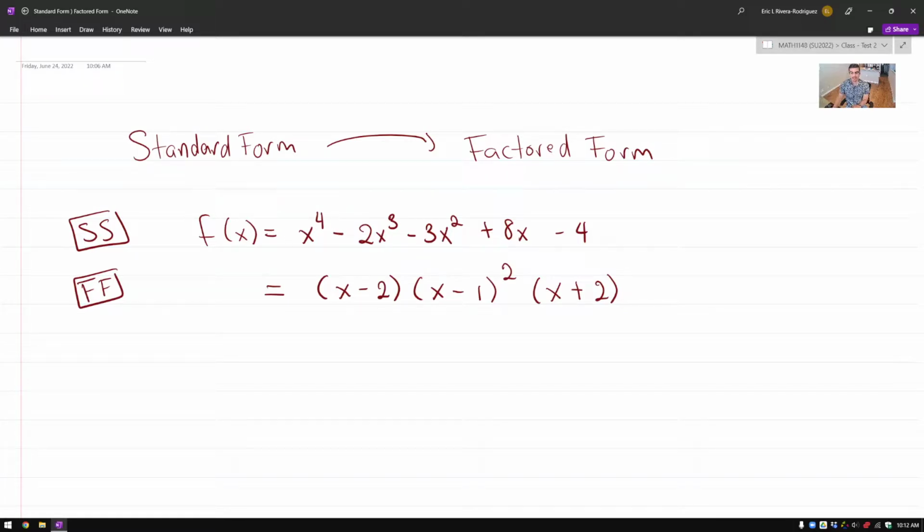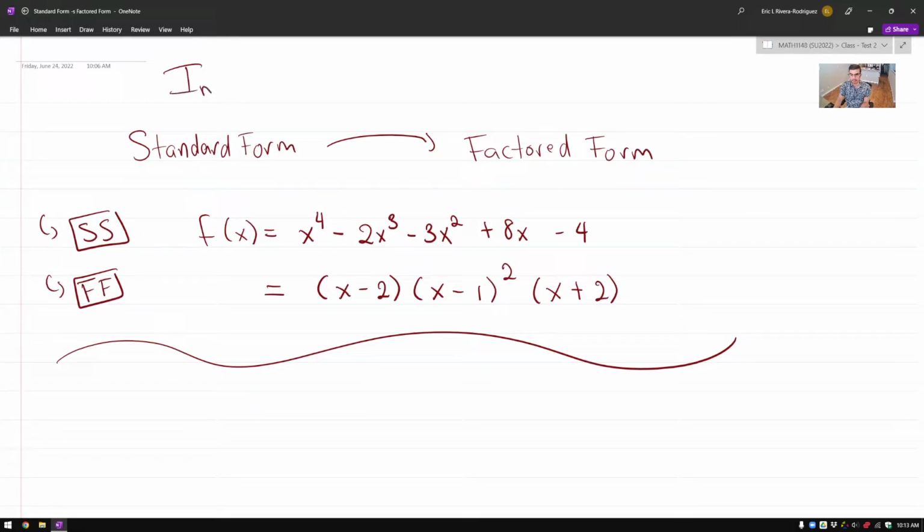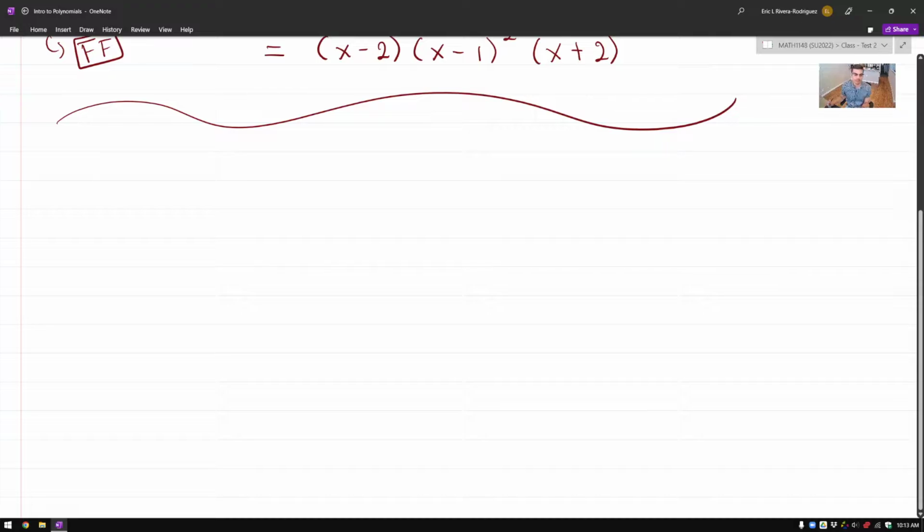So the exercise starts here in the standard form, and the goal is to write the factor form. So let's do that. And again, this is a complete example of what we are going to be learning. Today we are doing the introduction of polynomials. Okay? So let's do that exercise. Let me write again the polynomial here.